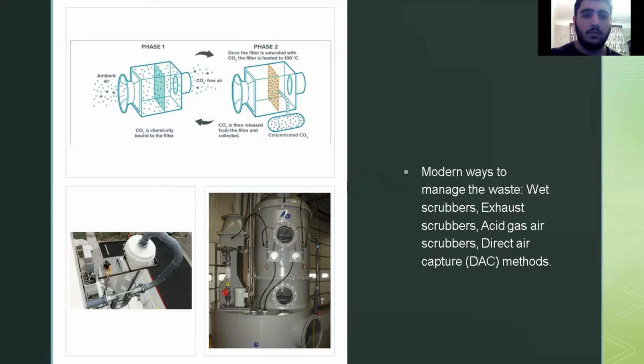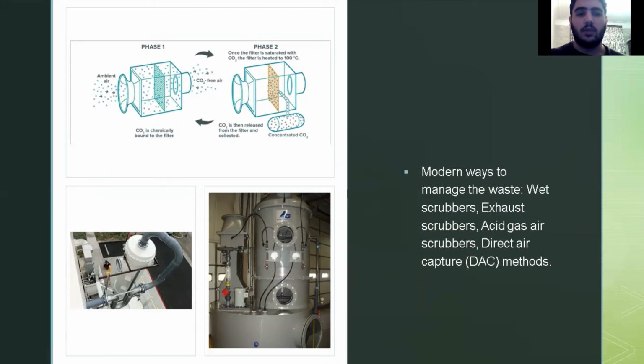Acid gas air scrubbers. When utilizing caustic water as a reagent, acid gas air scrubbers are most effective. However, more soluble gas can be cleaned efficiently with even only water. To keep acidic fog from escaping the air scrubber, specific mist elimination procedures are sometimes utilized.